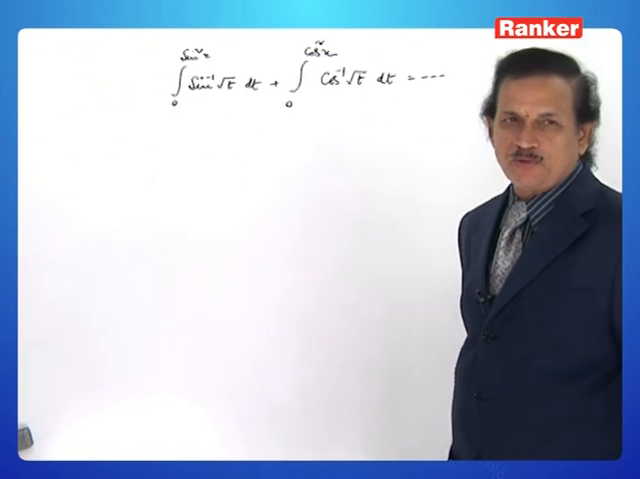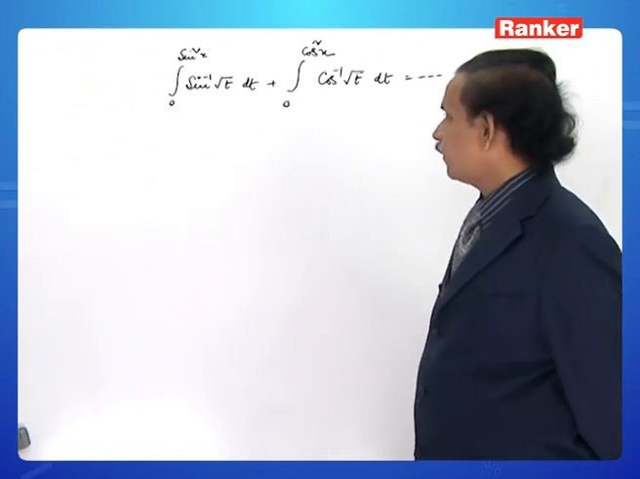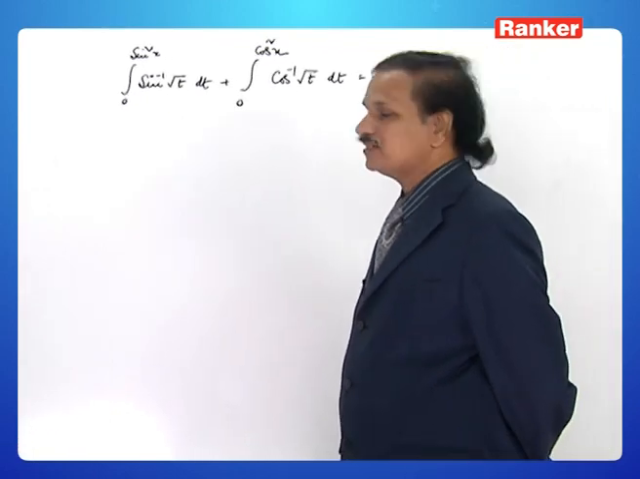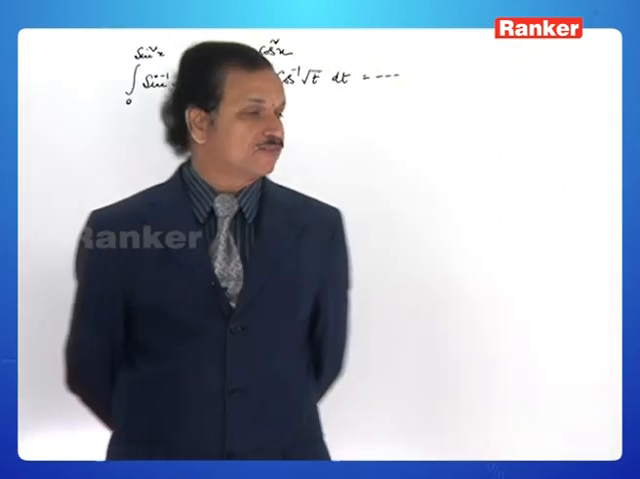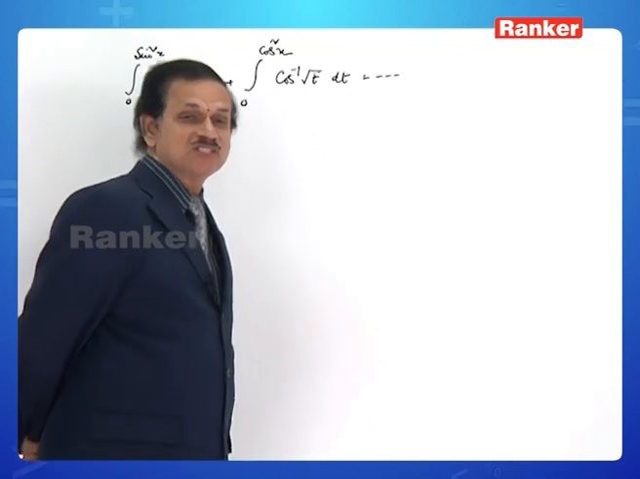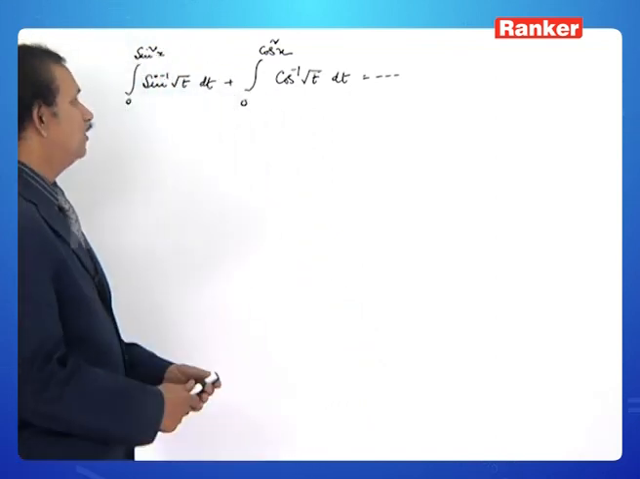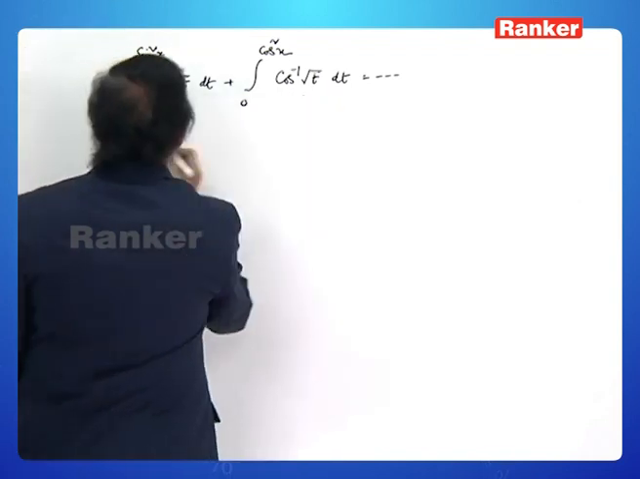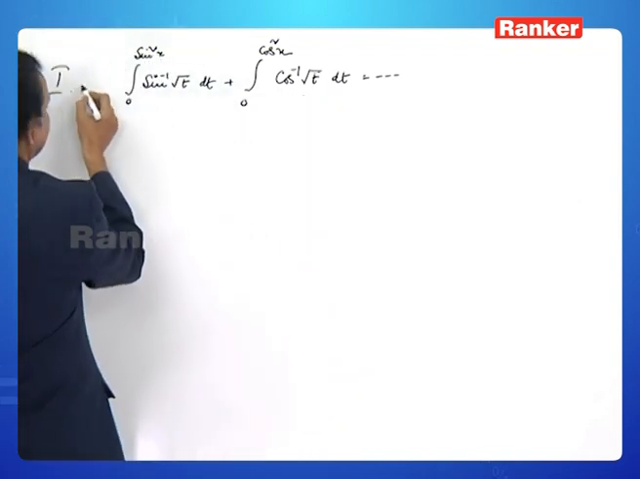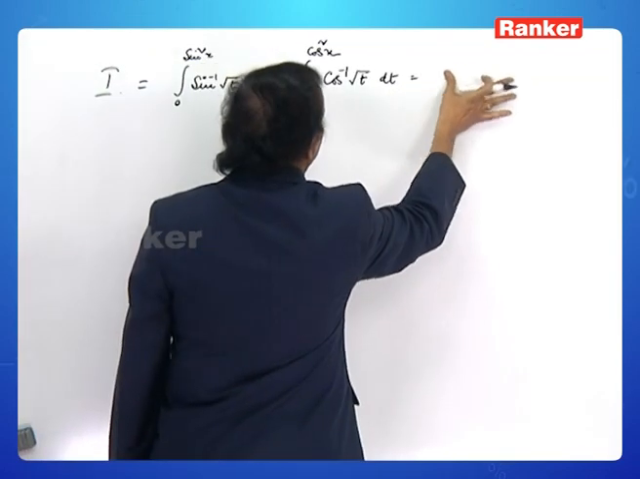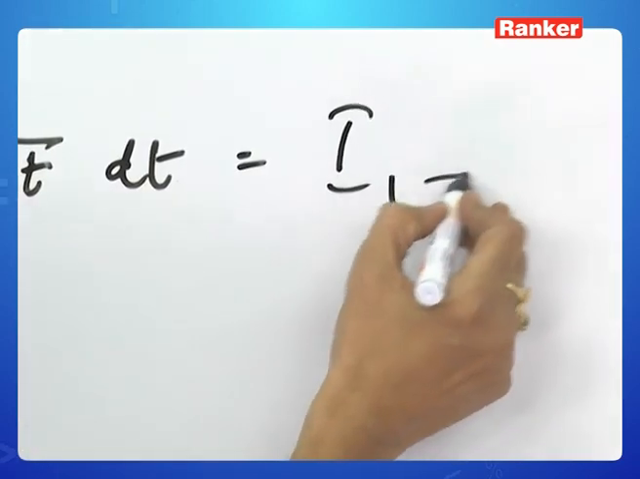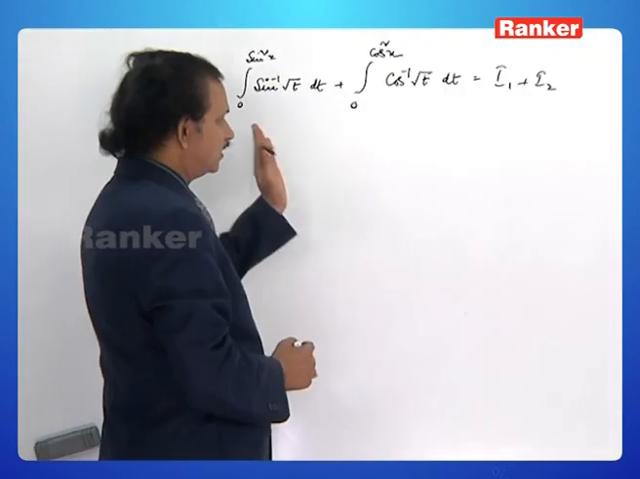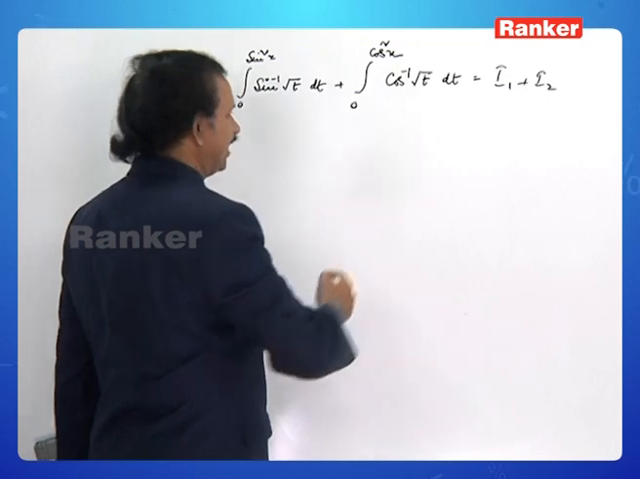We shall now look at the problem which is available on the board. You follow it carefully. Integral 0 to sine square x of sine inverse root t dt plus integral 0 to cos square x of cos inverse root t dt. Well, let me call this I, and I like to suppose this is I1 plus I2. Let us consider this the sum of two integrals, I1 plus I2.